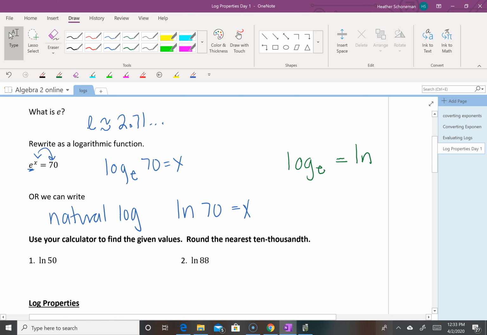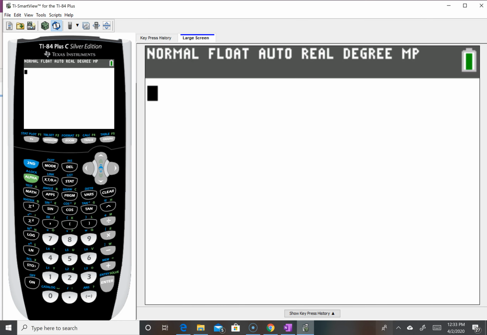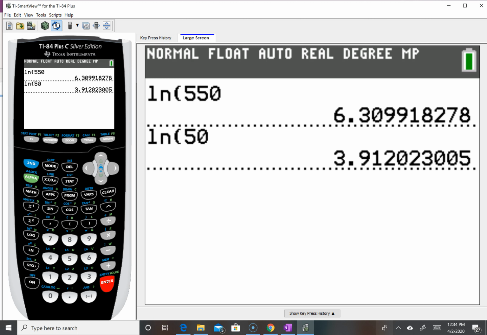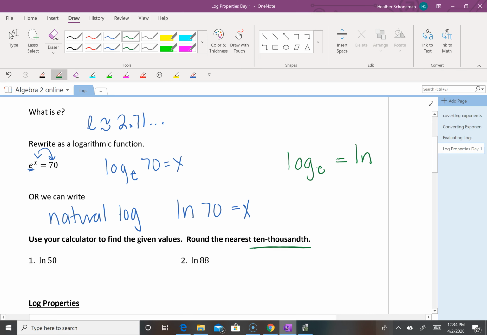And we can find values for those just like we did with the regular logs. We can put it in our calculator. So the first one is the natural log of 50. We're going to round to the 10,000th place, so we know that's 4 decimal places. In your calculator, over on the left, kind of in between the 7 and the 4, is this ln button. So if we do the natural log of 50, we get 3 point, and 4 decimal places would be 9120.